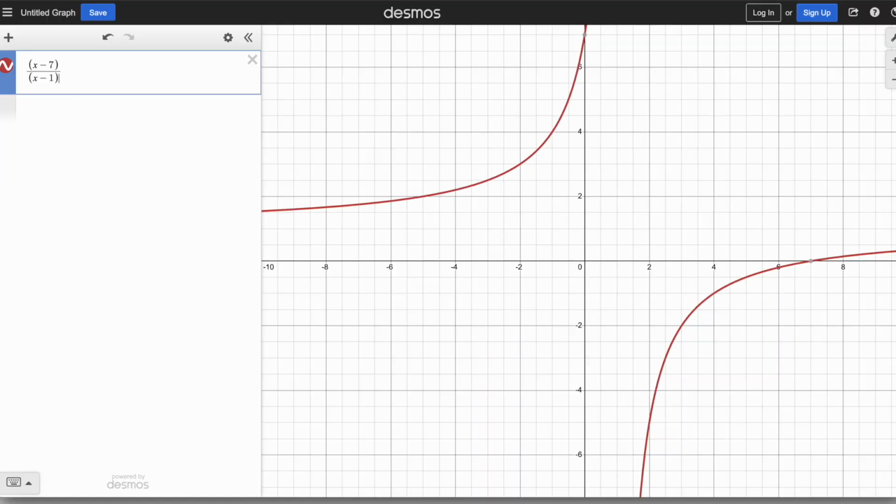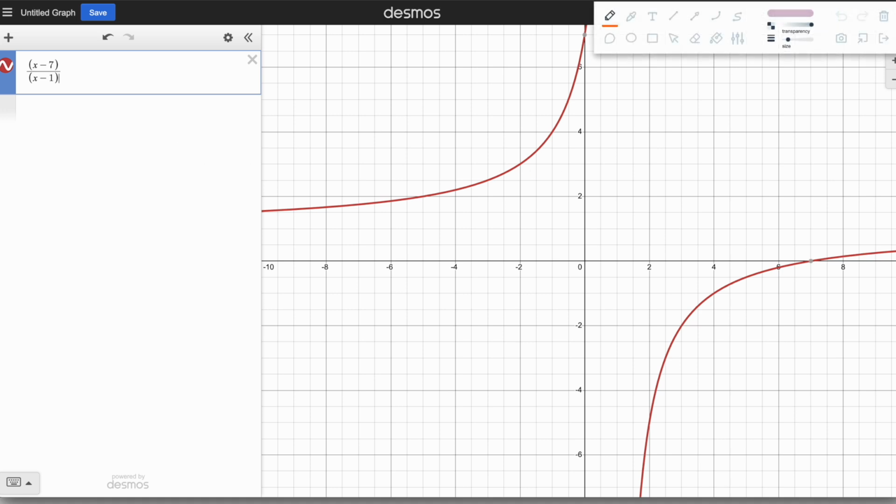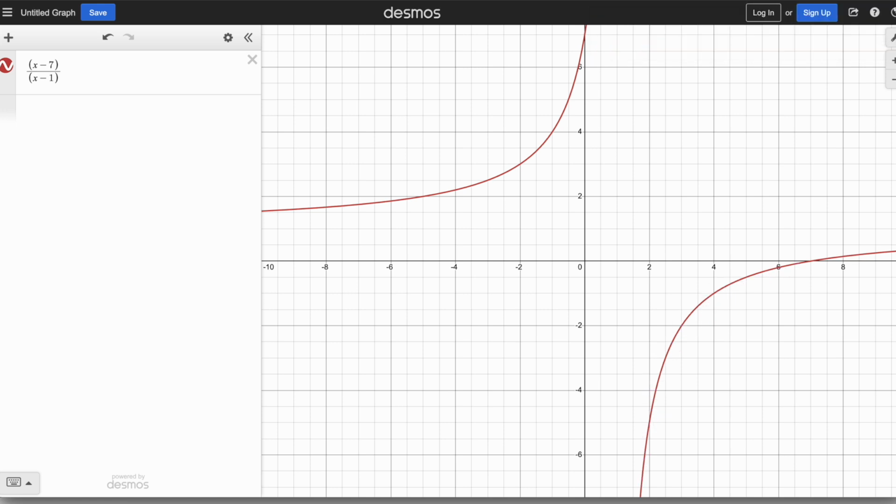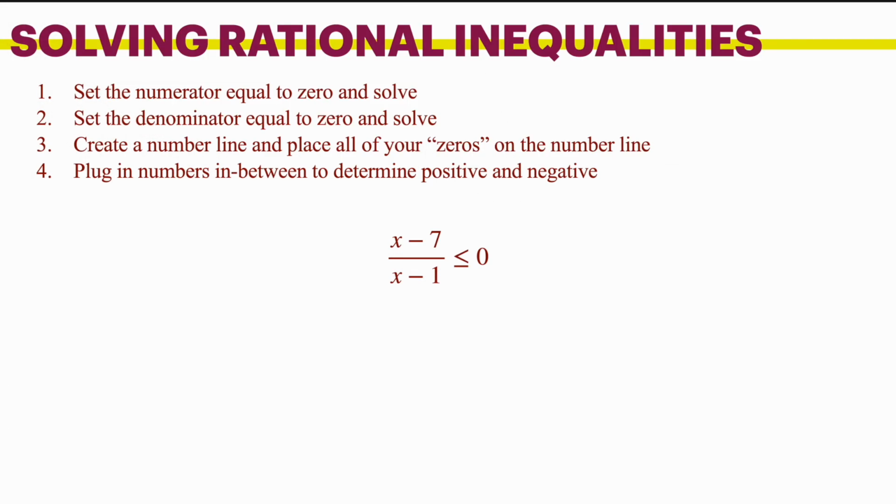The question is, when is this function less than 0? And it's less than 0 everywhere it's below the x-axis, which is basically all of this down there is what we're determining. What values of x is this entire function below the x-axis? That's what we're looking for. So to numerically do it, what you're going to do is follow these instructions.